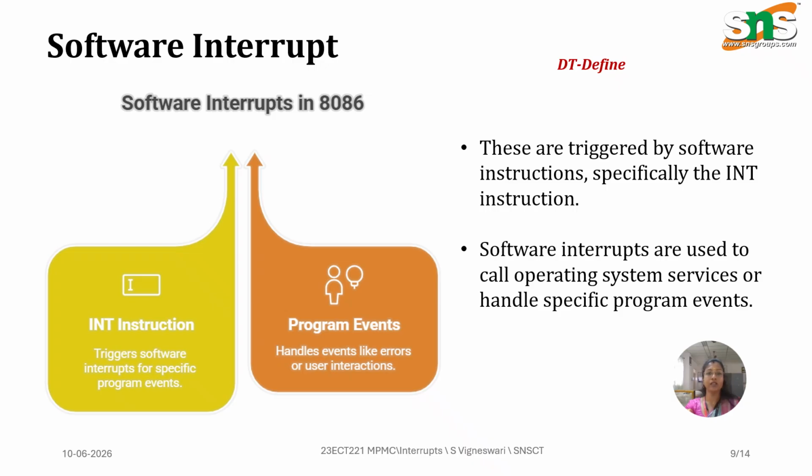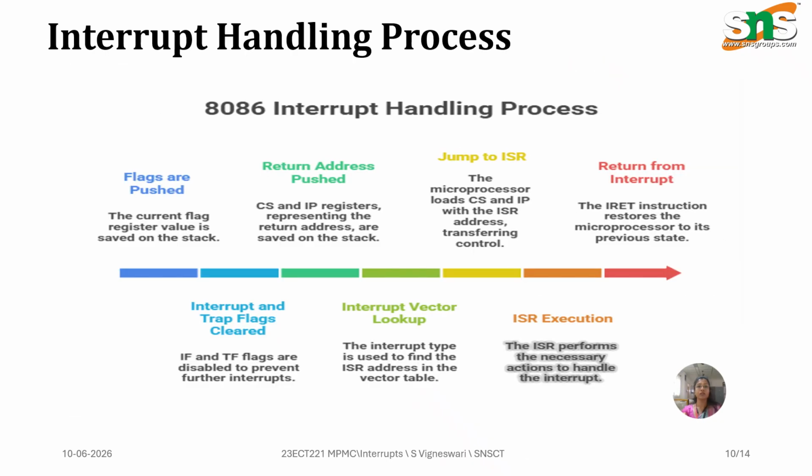Now let us see how interrupts are handled. The interrupt handling process occurs in several steps. First, the processor completes the current instruction. In step two, the contents of important registers like the flag register, code segment, and instruction pointer are saved onto the stack. In the next step, it obtains the address of the ISR from the vector table, and then it executes that ISR. Last, after completing the service routine, IRET is executed. It restores the saved information and returns control to the original program, and execution continues exactly where it was interrupted.